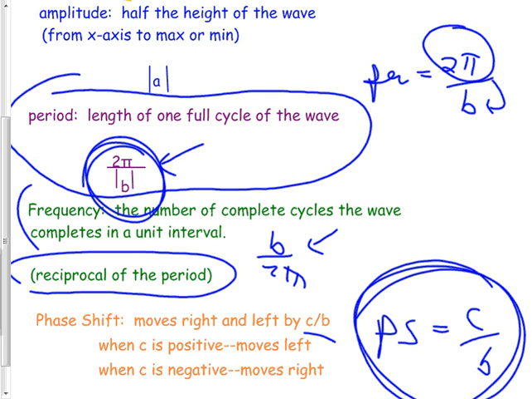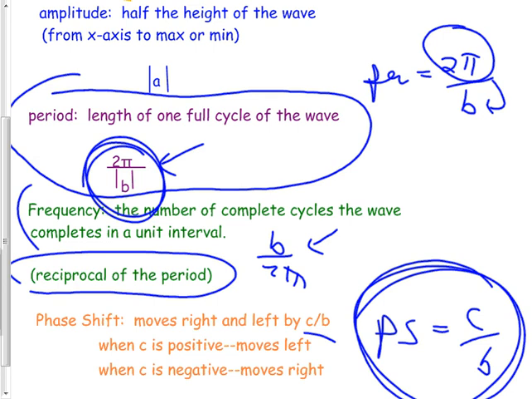What's its amplitude? Amplitude's easy, it's just the number in front. Except that it should tell you that. What's its period? 2 pi over b. Yes? Let me think. Yes, it is.